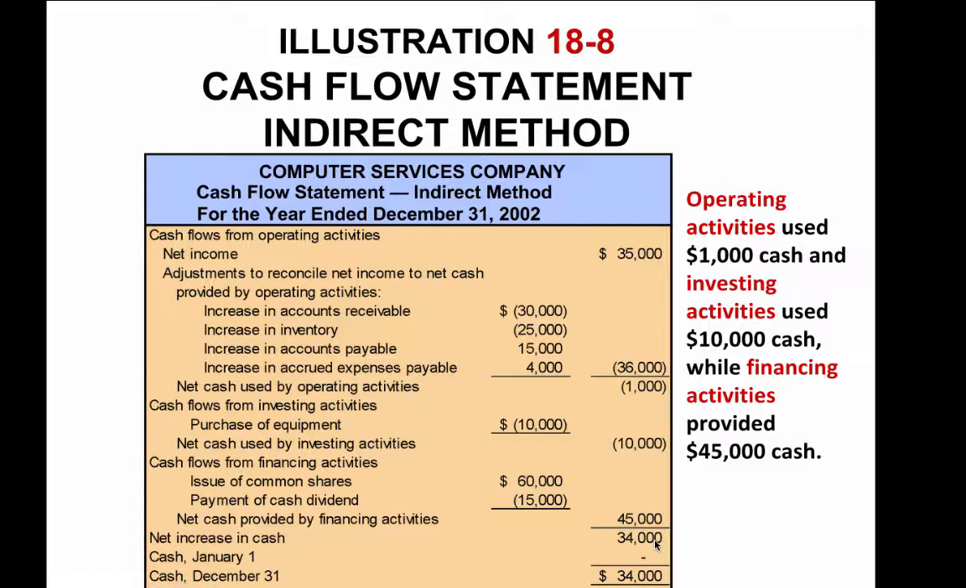At the beginning, this company would have had zero cash. I can tell by looking here, the cash balance on January 1st was zero. And cash at the end of the year on their balance sheet, so the cash account, would equal $34,000. So here's how you're going to check to see if your cash flow statement balances. If this number you get at the end of all three sections equals the change in cash you had, then you did the right thing.